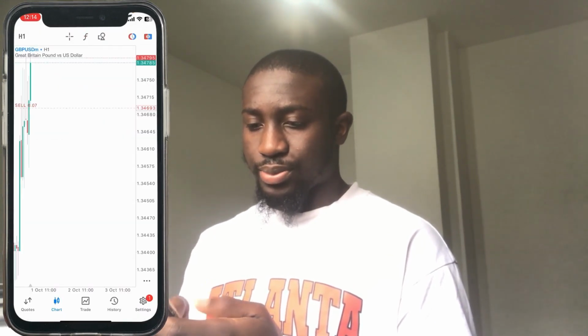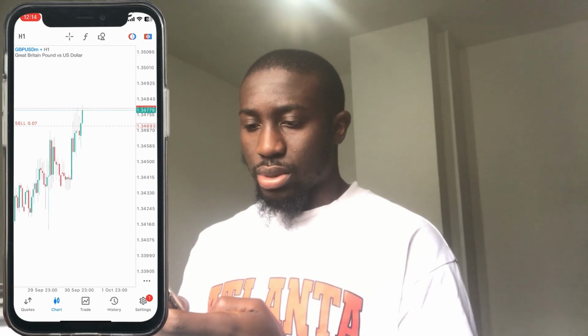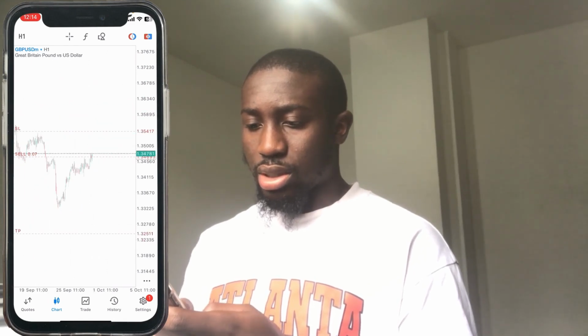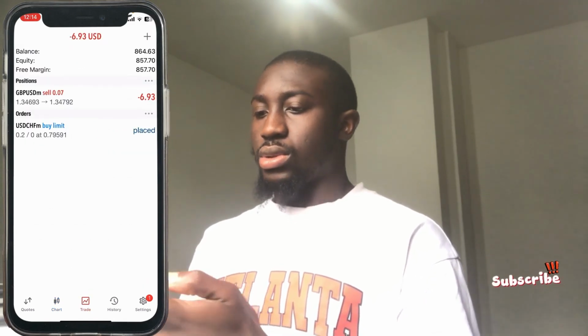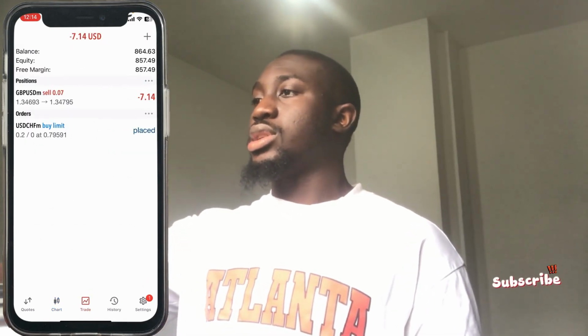GBP-USD. So we are still on loss, but let's see. Let's keep holding our trade. This is a swing trade. As you can see, it's set already.